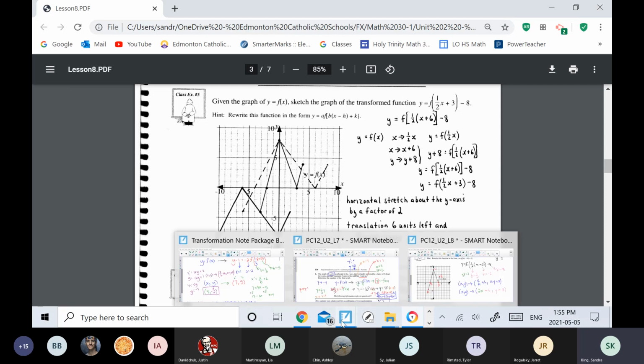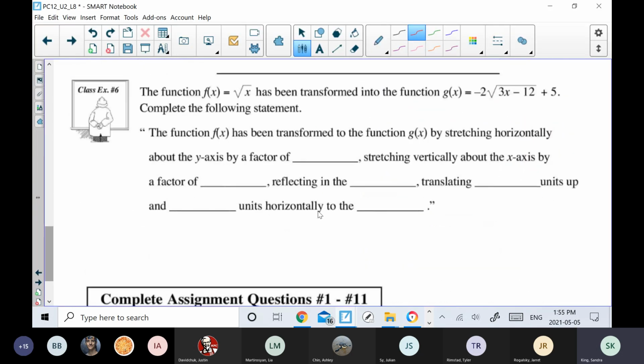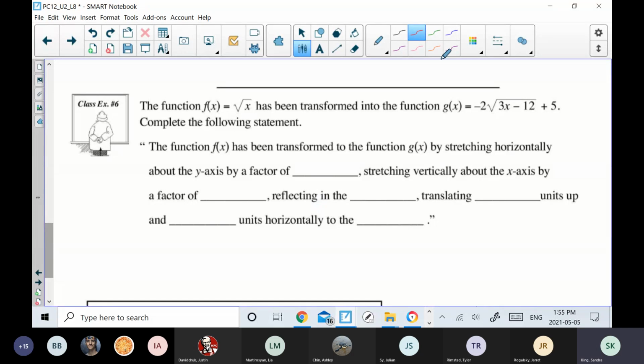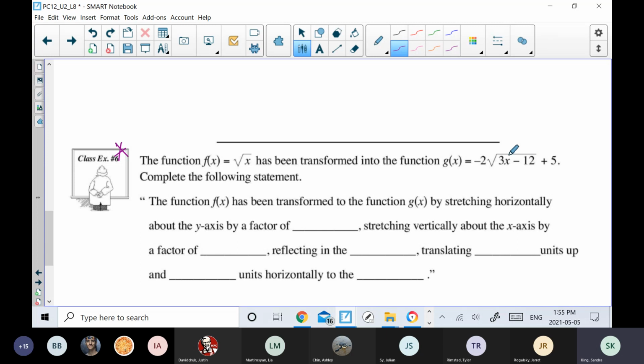Okay, let's do one more question, and that's the last class example, which is class example number 6. I really like number 6 as well. Basically, I'm going to like any question where the b parameter has not been factored, because if you look at this, there's a 3 in front of the x. That's the b value. I need a 1 in front of the x. So let's rewrite this entire thing, and let's take out this here. Let's divide this by 3 and this by 3.